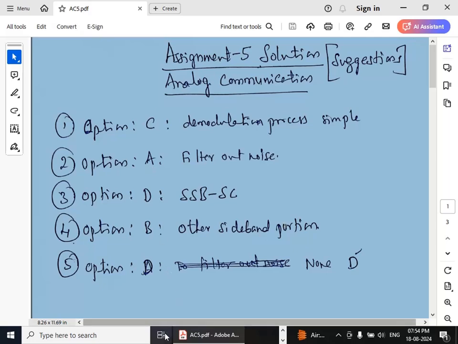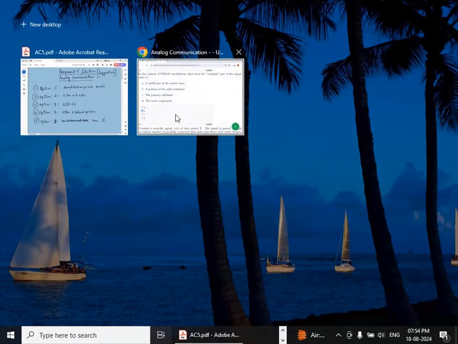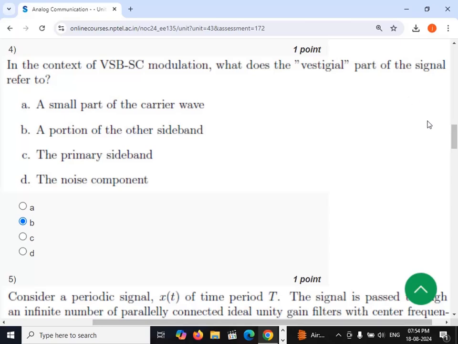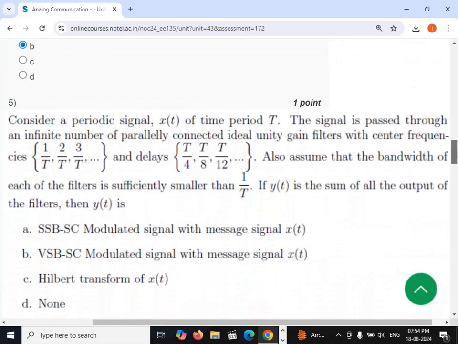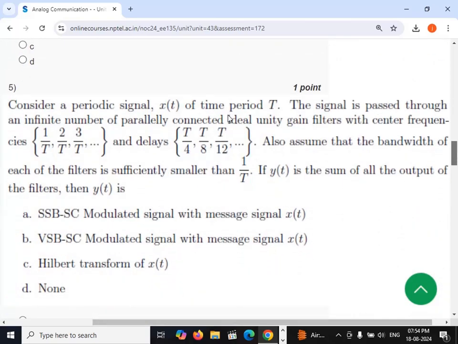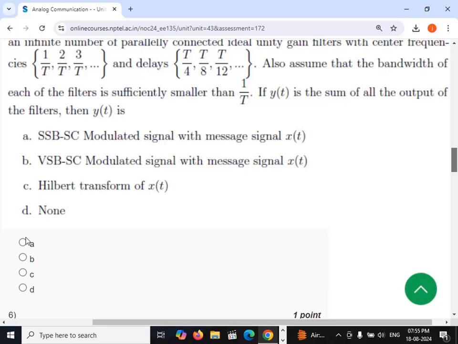Next question, fifth one, is: consider a periodic signal x of t of time period T, and this signal is passed through a filter, so infinite filters with the following cutoff frequencies and the following delays. So the answer for this question is none. Option D.